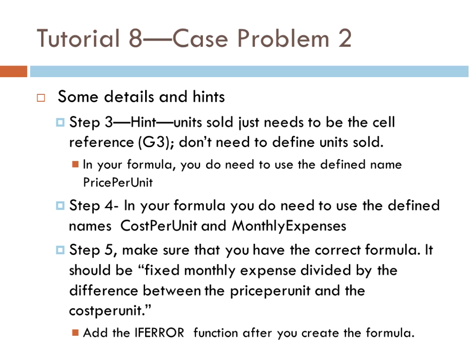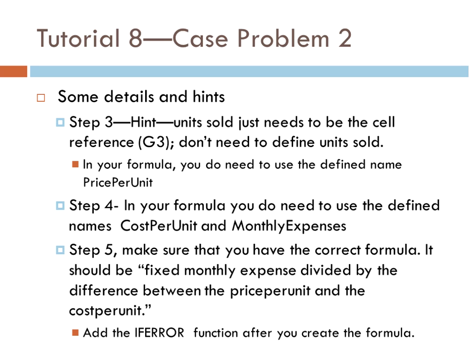In step 4, in your formula, you do need to use the defined names, cost per unit, and monthly expenses. Now, step 5, this is very, very critical. You have to make sure that you have the correct formula, because depending on which book version you have, this should say this. If you don't have the correct one, change it right now. So it should be fixed monthly expense divided. What they're talking about is the break-even point. So the break-even point should be the fixed monthly expense divided by the difference between the price per unit and the cost per unit. And if yours says number of units instead of cost per unit, that is wrong.